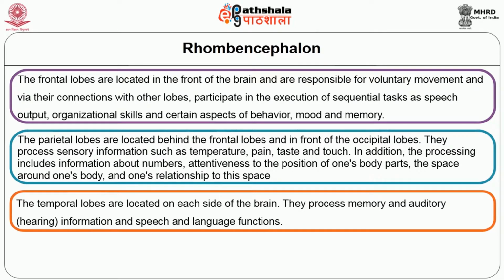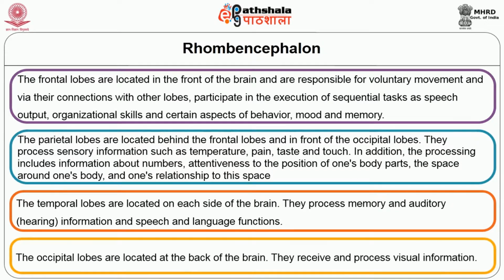The temporal lobes are located on each side of the brain and they process memory and auditory, that is the hearing information, and speech and language functions. The occipital lobe, which is the fourth one, is located at the back of the brain. It receives and processes the visual information.